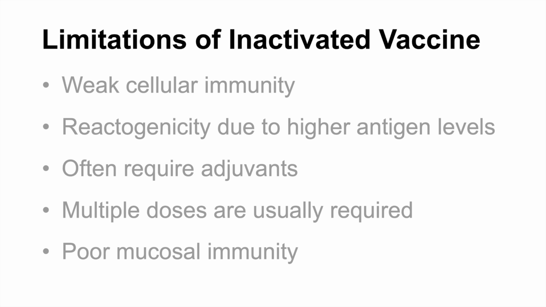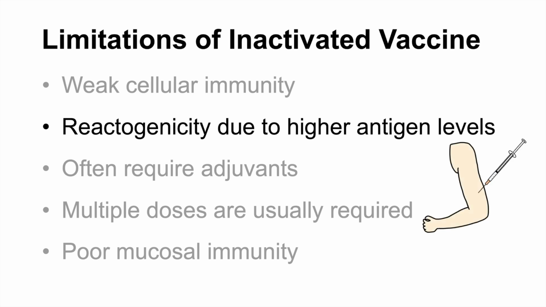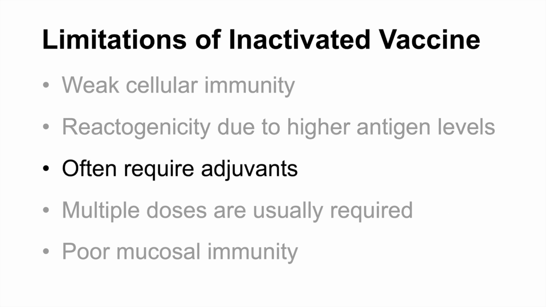Inactivated vaccines also have some limitations. First, they induce weak cellular immunity, so protection relies mainly on antibodies. Second, because the pathogens are inactivated, more antigen is needed to trigger immunity, which can increase reactogenicity and cause stronger local reactions. Third, they often require adjuvants to enhance the immune response.